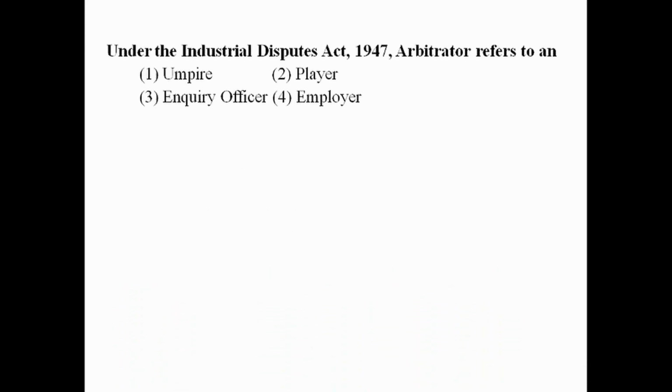Next question. Under the Industrial Disputes Act 1947, arbitrator refers to an option 1, umpire. Option 2, player. Option 3, enquiry officer. And option 4, employer. The question is, under the Industrial Disputes Act 1947, arbitrator refers to an. The answer is option 1, that is umpire.